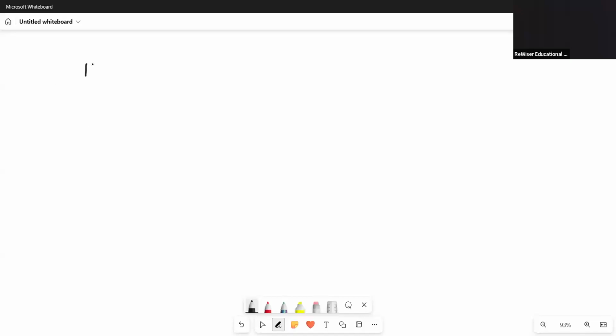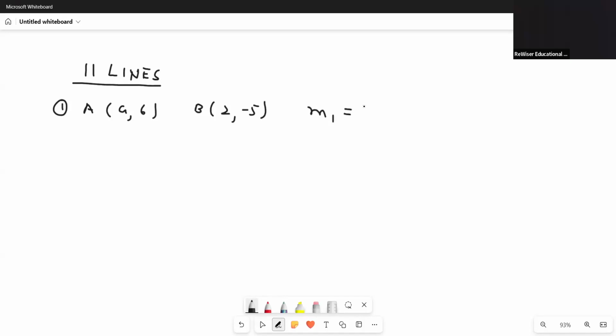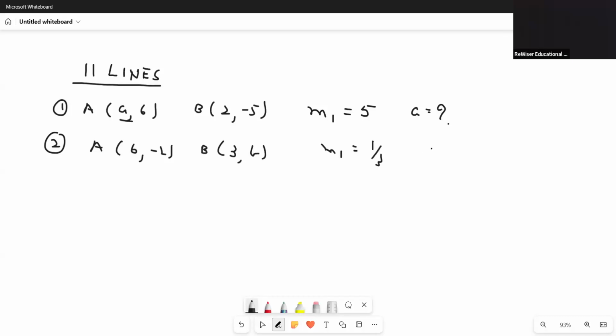So the first set is for parallel lines. If point A has coordinates (a, 6), point B has coordinates (2, -5), and it's parallel, the slope of M1 is 5. These are parallel lines, so we have to get the value of a. Number two, if A is (6, -2), B is (3, b), again the slope M1 is 1/3. You again have to get b in this case.